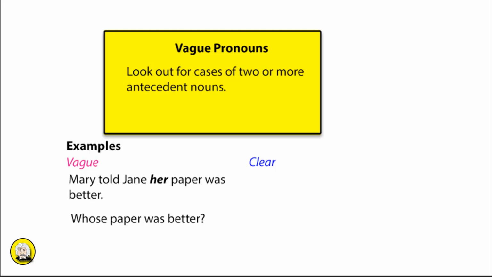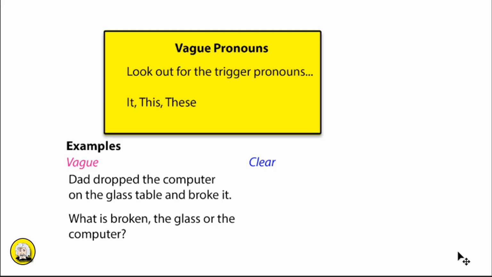So how do we correct that? I might rephrase that something along the lines of, "Mary told Jane, my paper is better." Now, Mary is clearly the subject doing the speaking and referring to her own paper. So now it's clear Mary's paper is better in this case. Always keep an eye out for the common trigger pronouns for ambiguity.